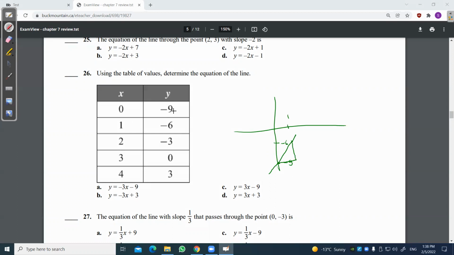When the x value is 0, the y value is -9. That is your y-intercept. You see mx plus b? The b represents the y-intercept, which is when the x value is 0. So we already have the y-intercept -9, okay? Now, how do you find the slope? What's the rise here from -9 to -6? It's 3, and the run from 0 to 1 is 1. So our slope is 3, our y-intercept is -9, so it's C.